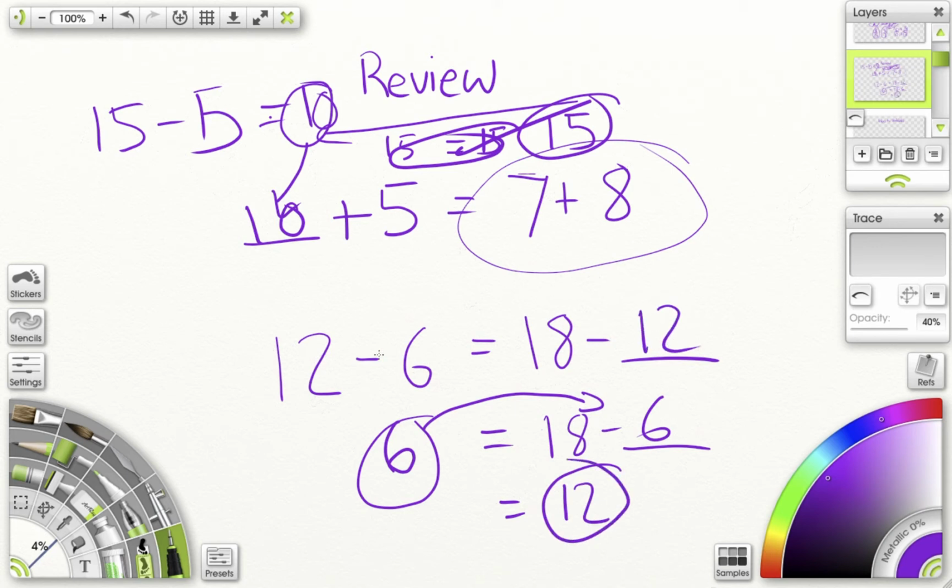Because remember, if I do both sides, if I do 12 minus 6, this equals 6. It has to be the same as here. 18 minus 12 is 6. They have to be equal.